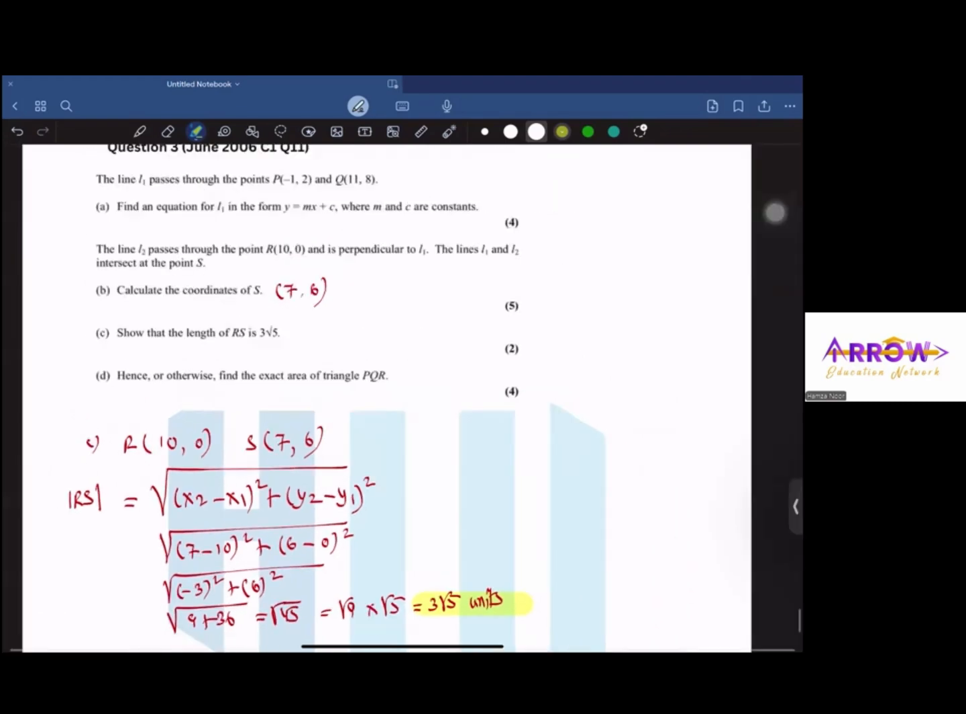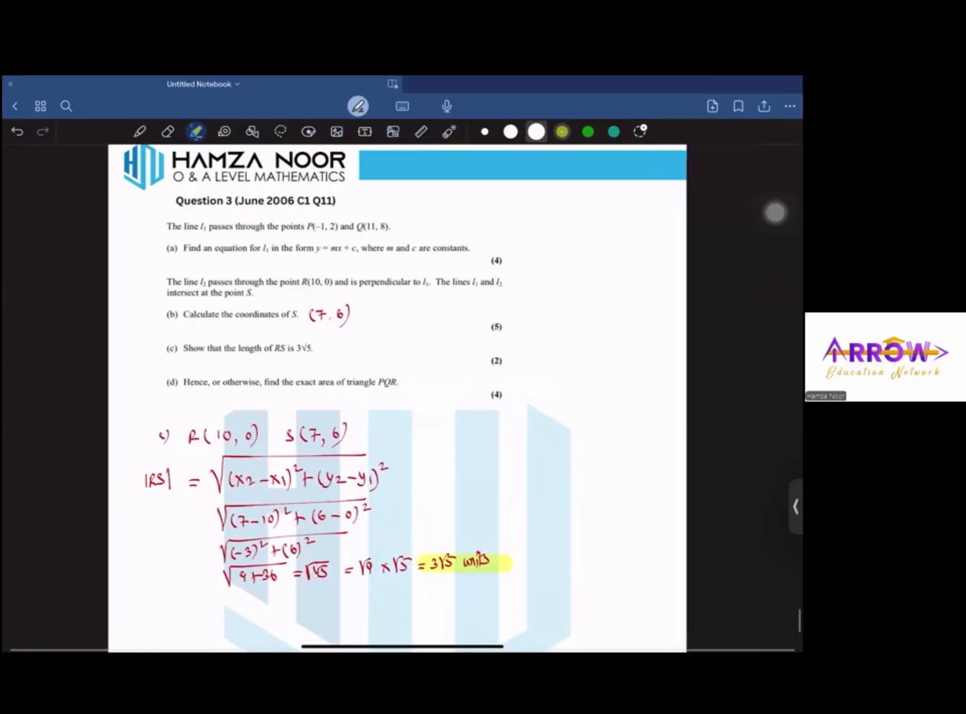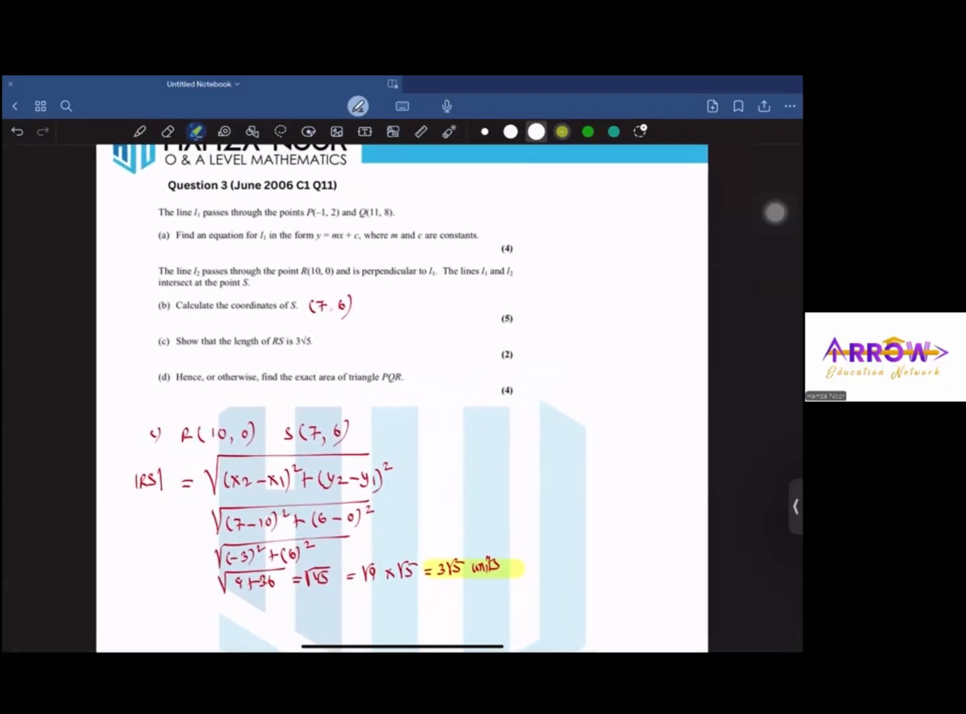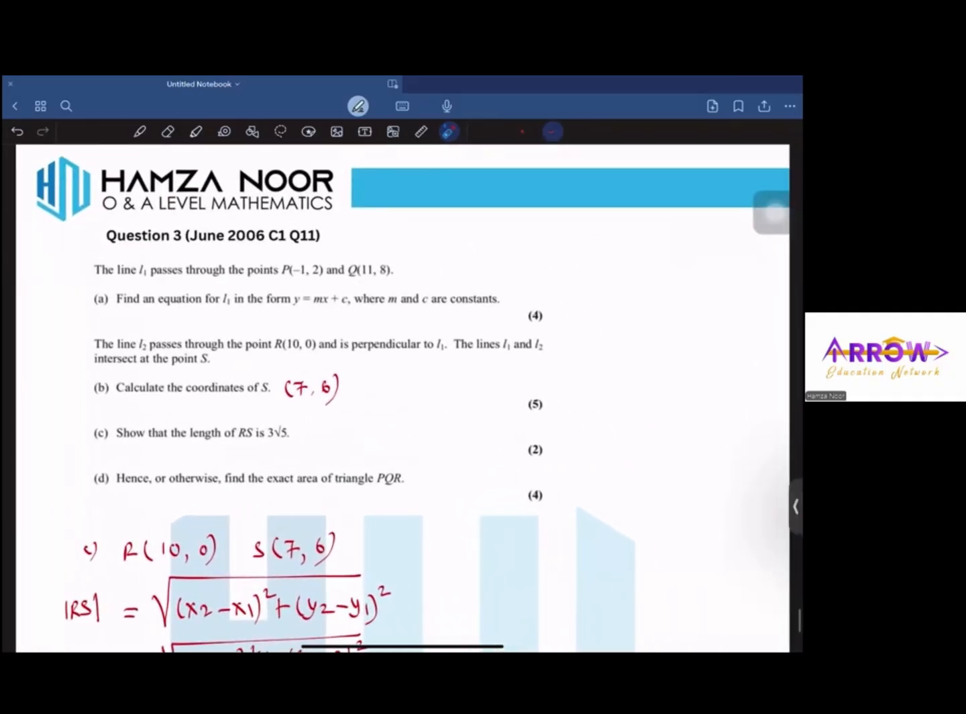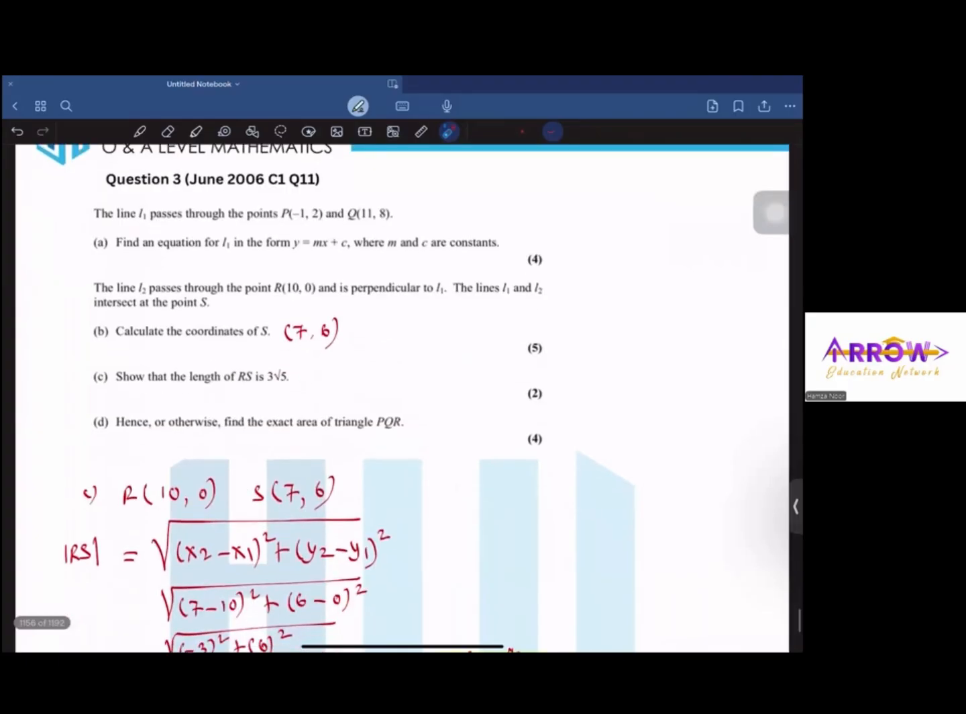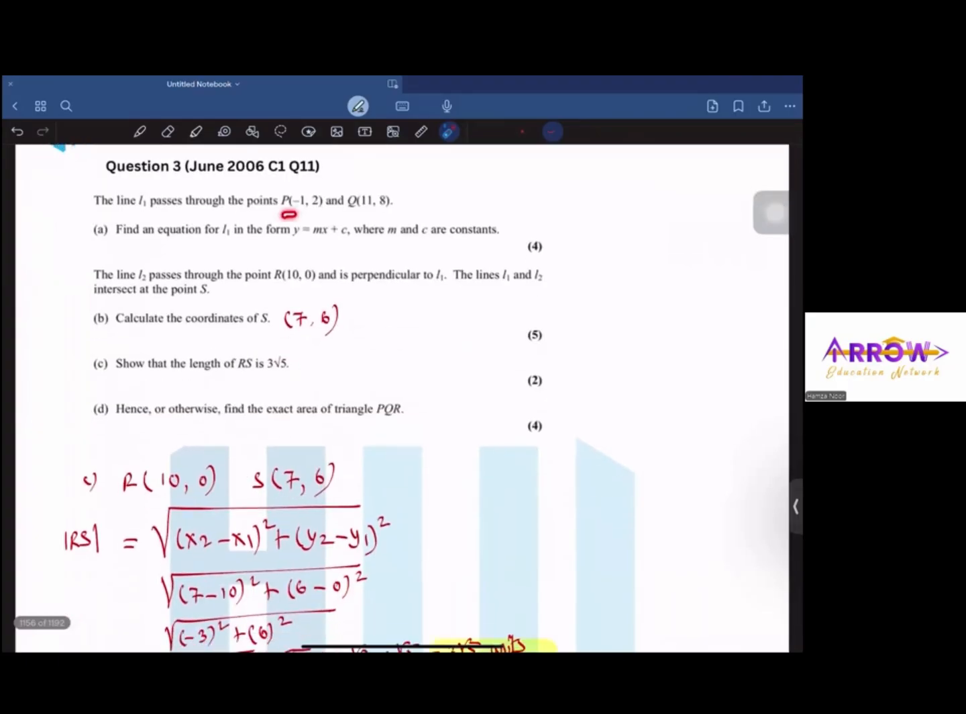All right. So now let's move on to part D. The requirement of part D is, hence or otherwise, find the exact area of triangle PQR. So what we are going to do is use the information which is given to us. What we know is that P and Q both are on the line L1, and L2 is perpendicular to L1, and L2 passes through the point R. And the point of intersection of L1 and L2 is point S.